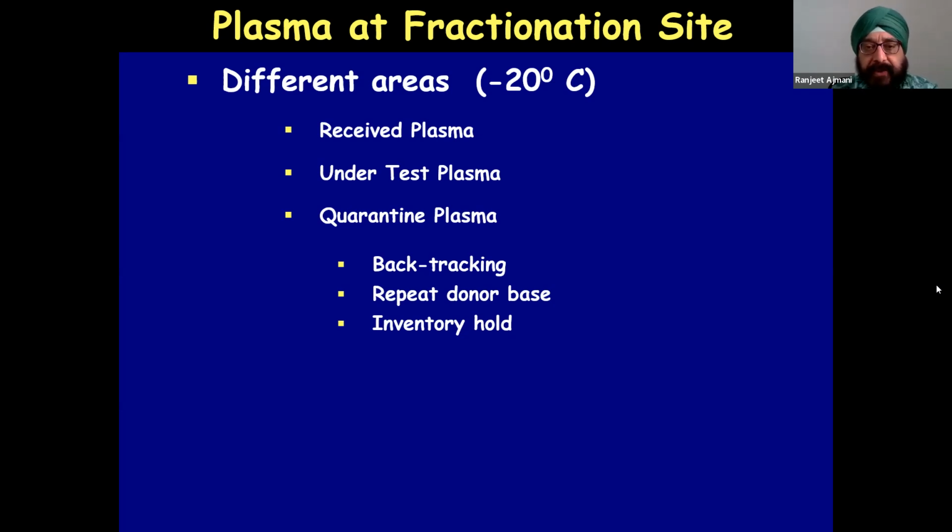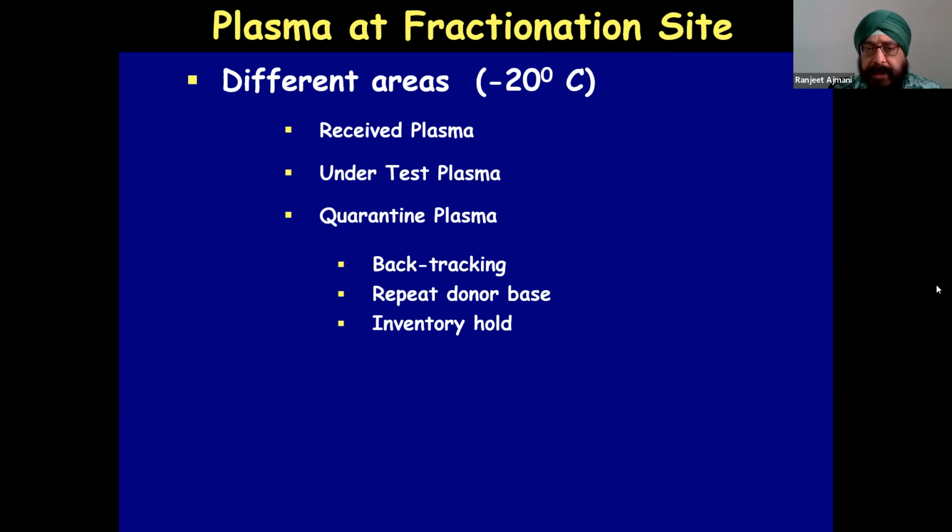Now the plasma he donates on March 1st will stay in quarantine for March and April, and in the first week of May, if he comes and donates again, the plasma of March 1st will go. I'm giving you a very theoretical example; it's a much more complex process. And this is called inventory hold, my last point.